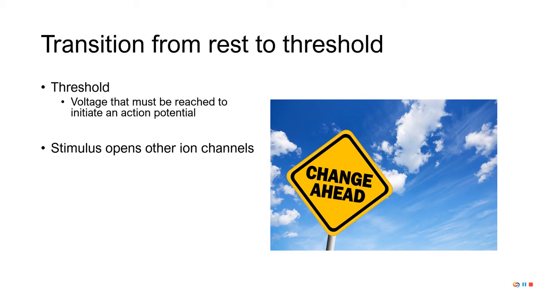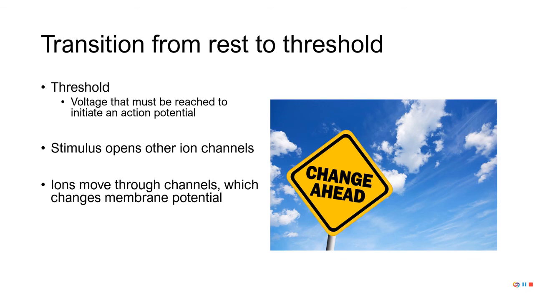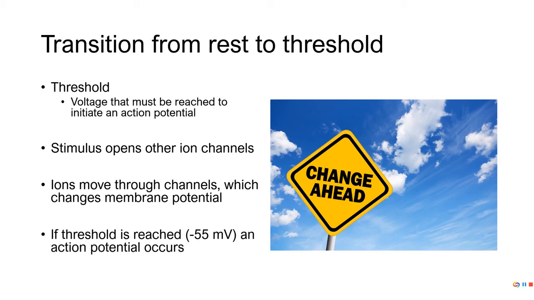In order to reach threshold, something happens that causes other ion channels to open. When these channels open, ions move in or out, which changes membrane potential. If, in the case of a neuron, membrane potential reaches negative 55 millivolts, we will have reached threshold, and then an action potential occurs. And once an action potential occurs or starts, it's going to finish. Something that we'll refer to later as the all or none principle.